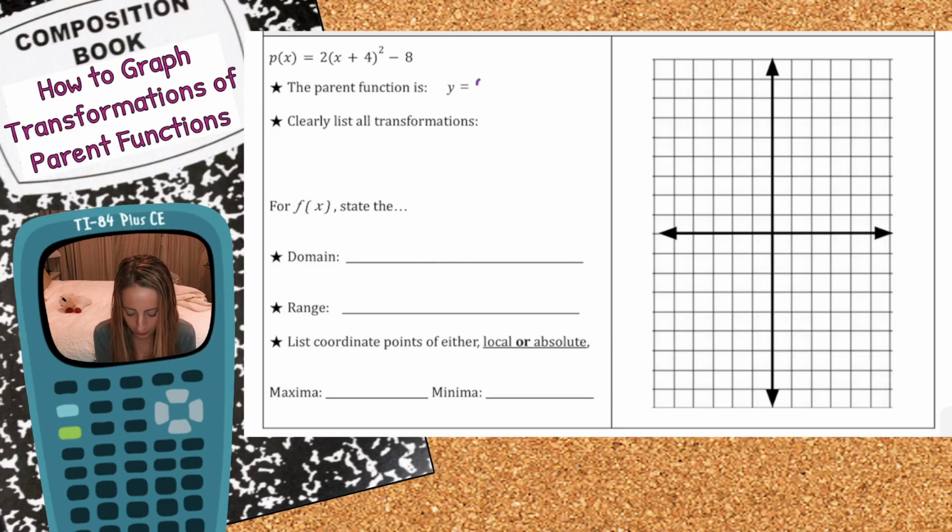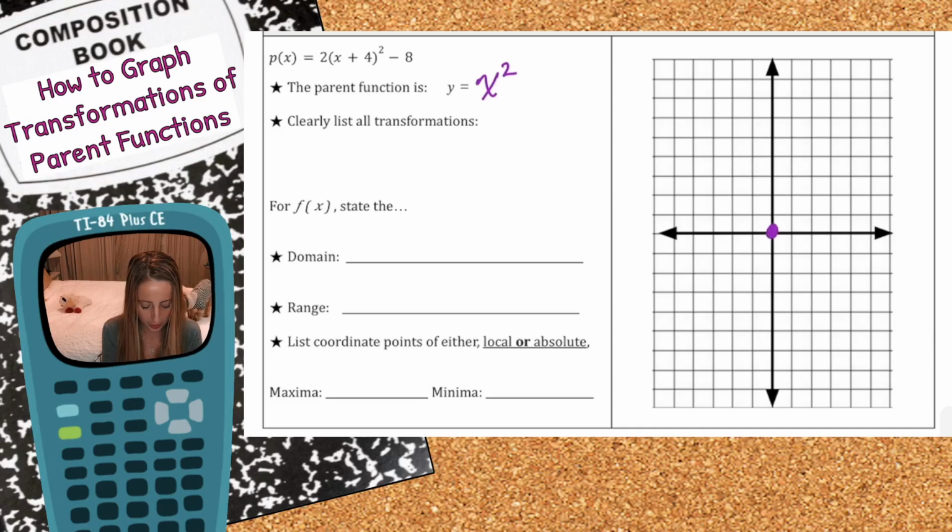Okay, so let's get going. So what is the parent function? The parent function for this example is x squared. Now what does x squared look like? You should know what x squared looks like. All the perfect squares, 0, 1, 4, 9, 16, 25. If you look at the distance between them, they're separated by consecutive odd increments.